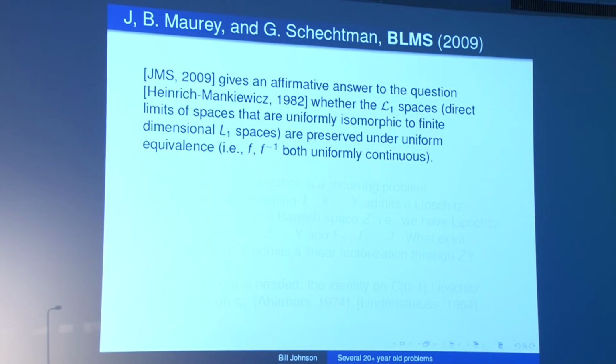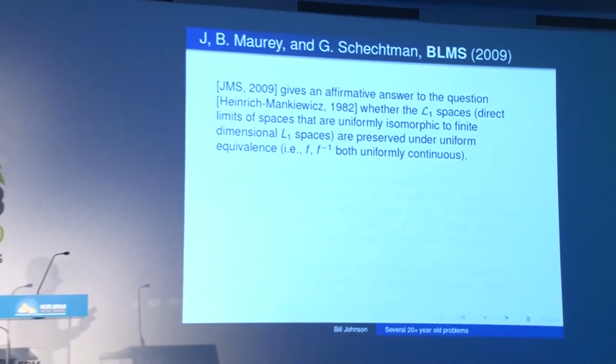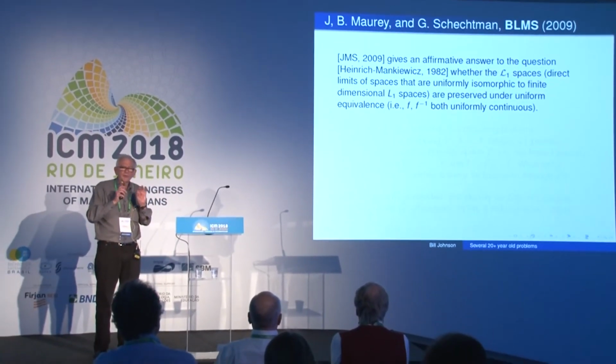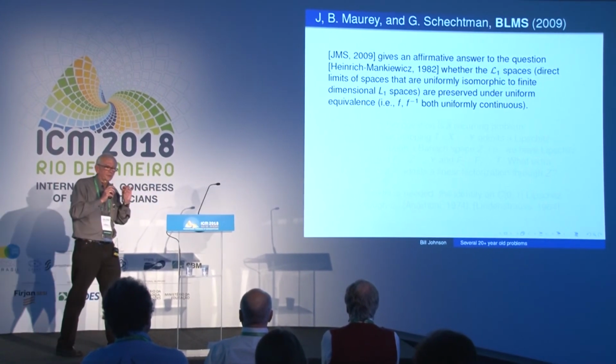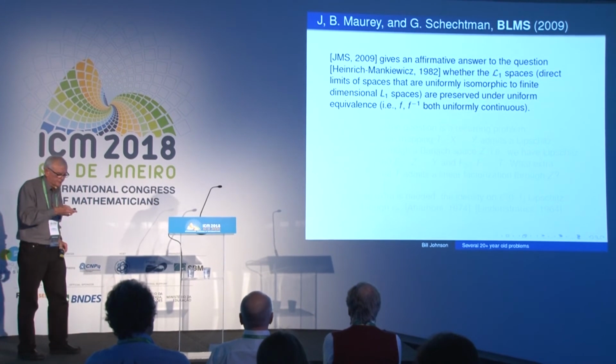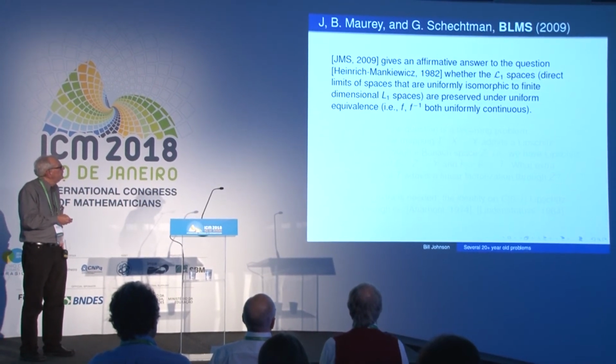Subsequent to that, Nigel Kalton showed that there exist two separable script L1 spaces that are uniformly homeomorphic, but they are not isomorphic as Banach spaces. So within this class of spaces, it's very important that you really switch the types of the spaces.